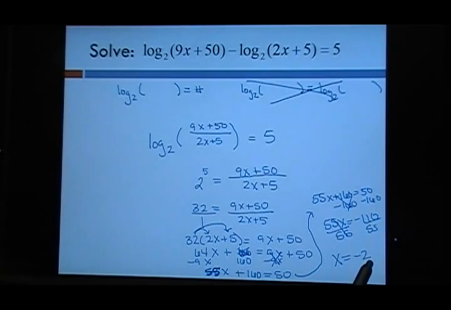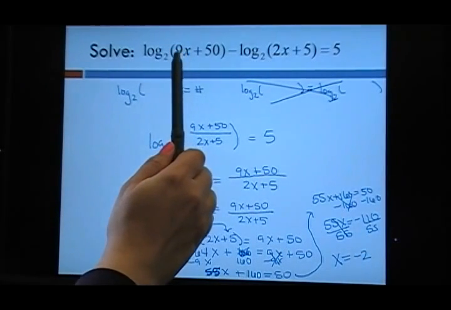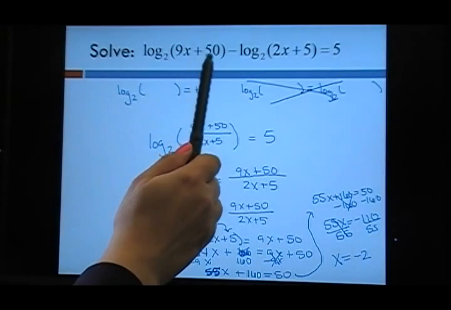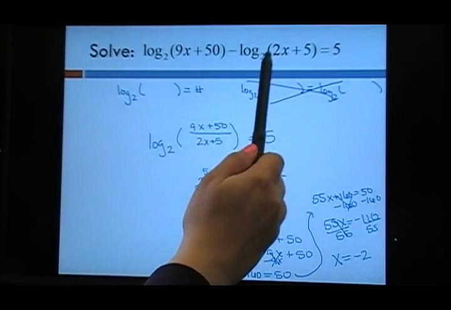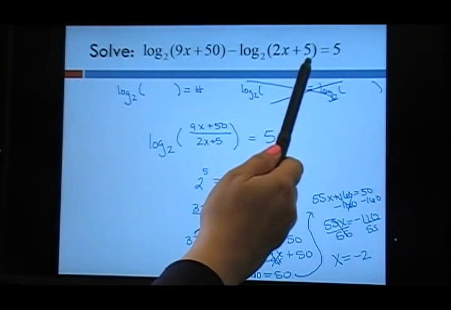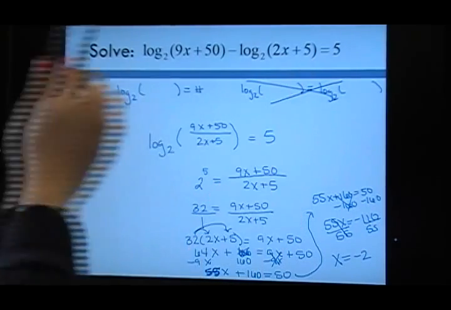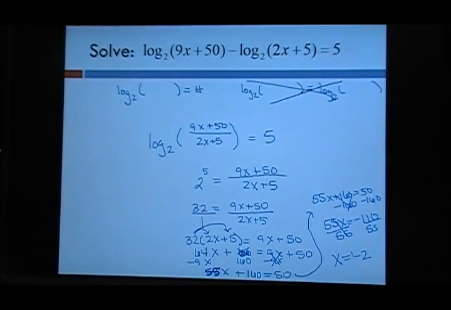So checking my work, if I do 9 times negative 2 plus 50, that's positive, so that's good. If I do 2 times negative 2 plus 5, that's also positive, so that's good. So negative 2 is the solution to this logarithmic equation.